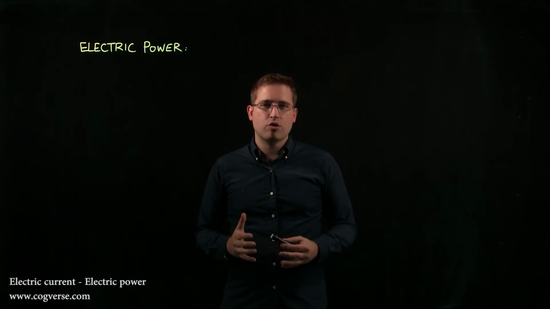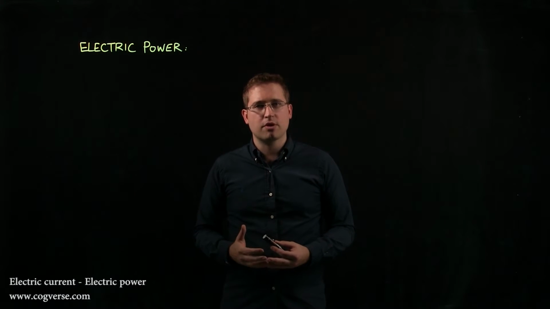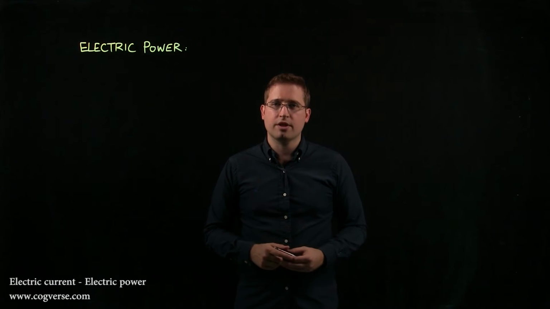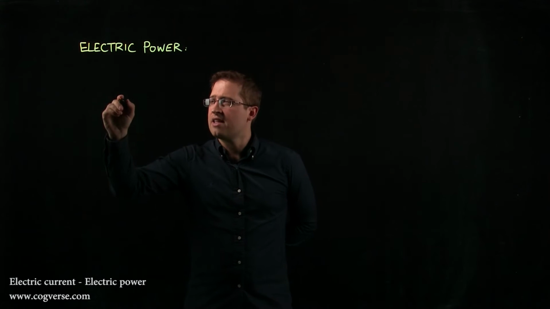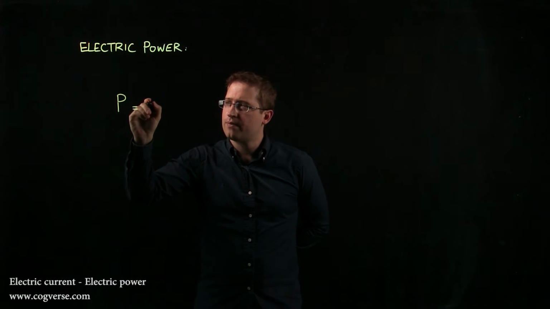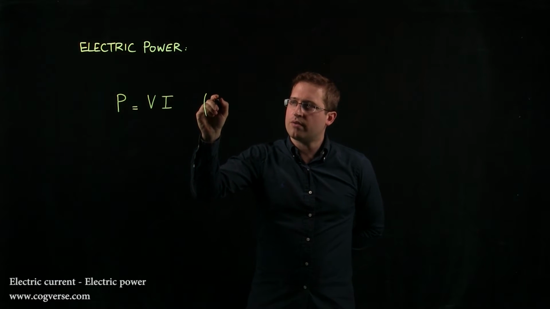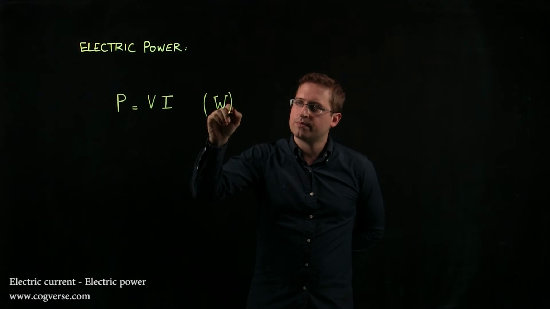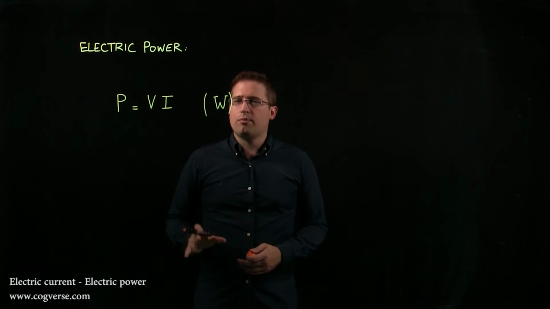Power measures the amount of energy transferred into or out of a given system every second. And therefore, electric power is going to measure the rate at which electric energy is transferred to or from a given component. And for any given component with a voltage V across it and a current I flowing through it, the instantaneous electric power is P equals V times I, where the units are watts, also known as joule per second. Now that is for any component.